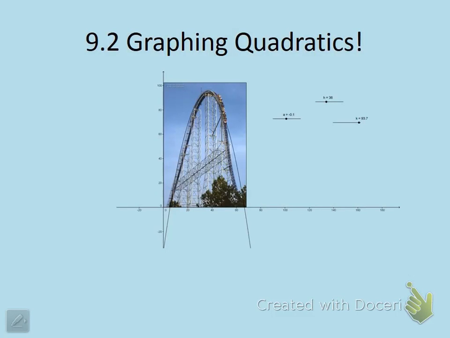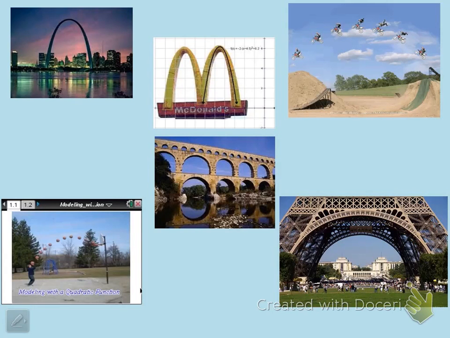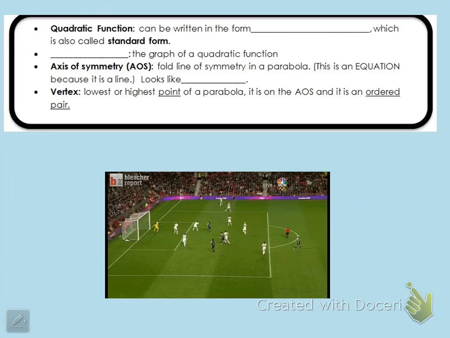In this video, we're doing 9.2, so we're going to be graphing some quadratics. This is an example of a type of quadratic in real life, so it's going to look something like this U shape. Here are some more examples: shooting a basketball, the arc, dirt biking, if we're in France, the Eiffel Tower, McDonald's.